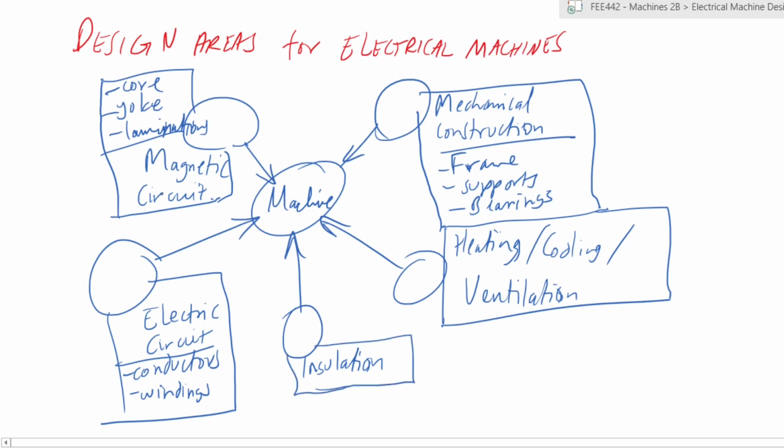So we will look in turn at the magnetic circuit, the electric circuit, a bit of insulation, heating and cooling, and some of the mechanical construction. But we will spend quite a bit of time on these 2 main components, the magnetic and the electrical, right? So those are the main elements, the main aspects of design of machines. And so we will now move next to the materials that are used to design machines.